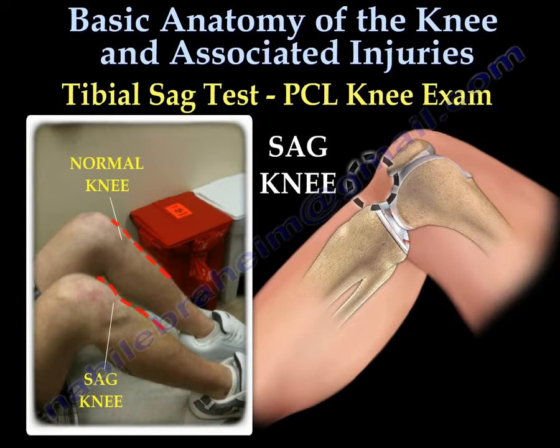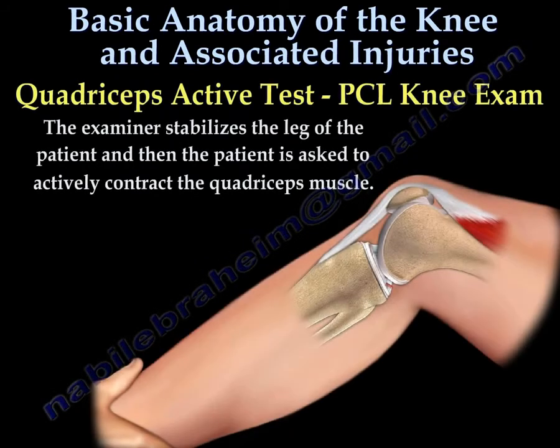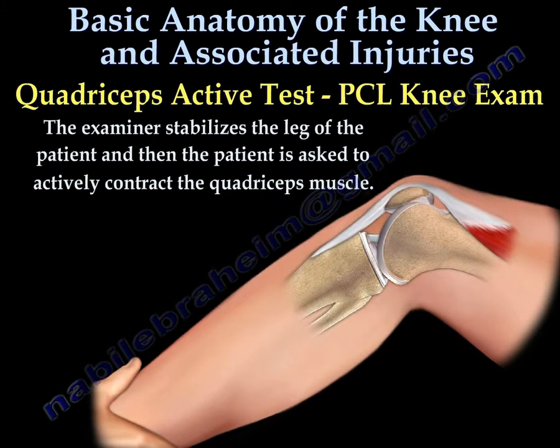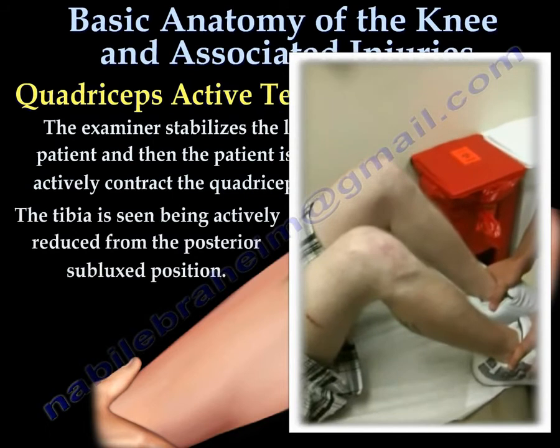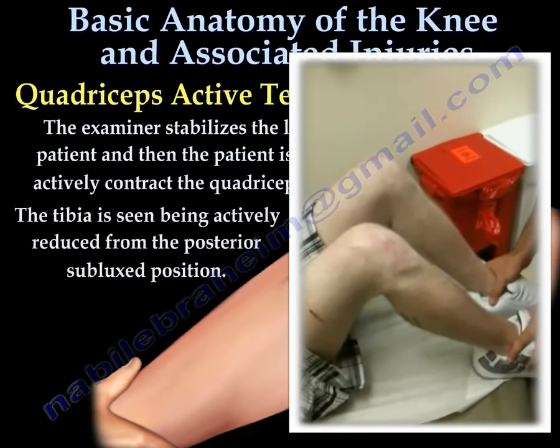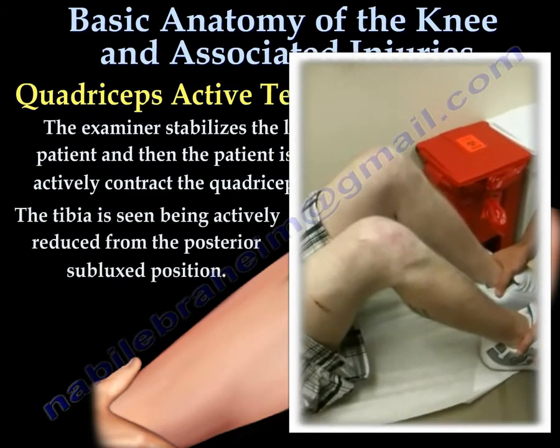Both knees are flexed at 90 degrees, and the knees are viewed from the side to compare positions of the anterior tibia. The quadriceps active test is performed with the patient's knee flexed to 90 degrees. The examiner stabilizes the leg and has the patient actively contract the quadriceps muscle. The tibia is seen being actively reduced from the posterior subluxed position.